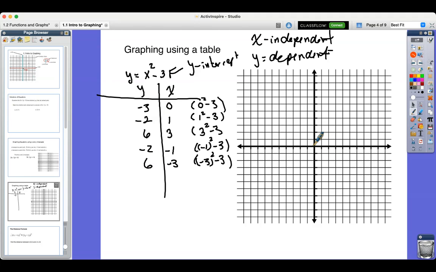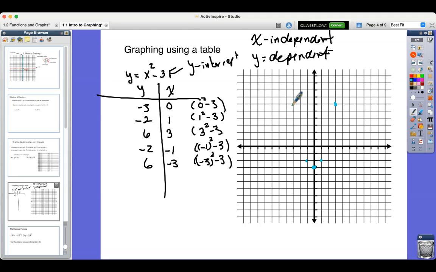So when x is 0, y is negative 3. 1, 2, 3. That's still a y-intercept right there. Let's change the colors of these. There we go. When x is 1, y is negative 2. When x is negative 1, y is still negative 2. When x is 3, y is 6: 1, 2, 3, 4, 5, 6. When x is negative 3, it is still 6 up here.